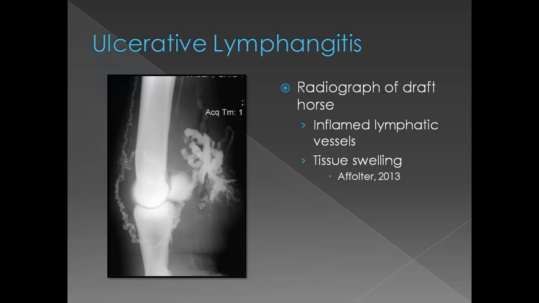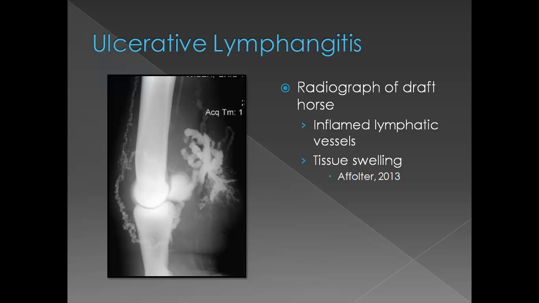In the picture to the left from Dr. Affolter's article published in 2013 in the Veterinary Clinics of North America Equine Practice Journal, a radiograph of dramatically swollen and inflamed lymphatic vessels can be seen in this draft horse's leg. The thick white vessels can be seen to the right of the joint, accompanied by tissue swelling seen as the softer gray glow surrounding the joint and bone.